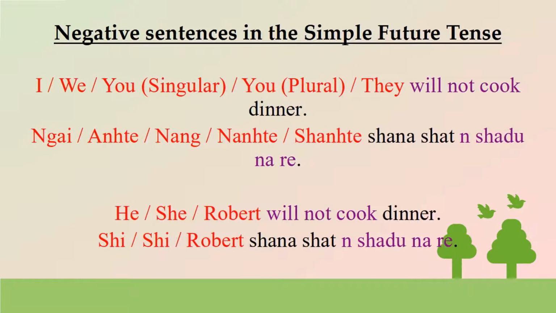Here you see the negative sentences in the simple future tense. Will not cook, that is the negative sentence in the simple future tense in English. In Kachin Jinghpaw, in shadu na re. You have to use in and in shadu na re. For example, I will not cook dinner. In Kachin Jinghpaw, Ngai shana shat shadu na re.